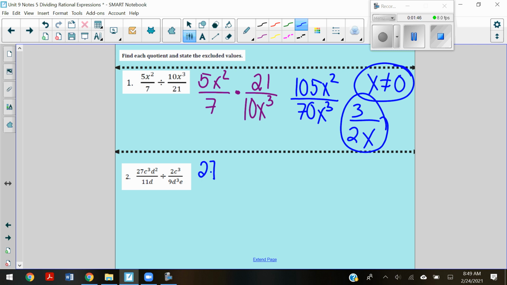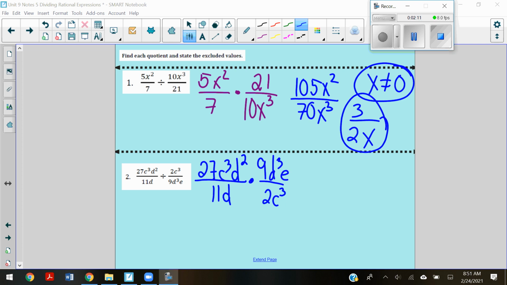So let's go ahead and look here at the next one. My first fraction stays the same. And my second fraction changes to multiplication, and I flip my second fraction. And now, if I look at this, I want to say my excluded values. All right, so I was just thinking about those excluded values. Didn't really make a difference in number 1, but it does here in number 2.